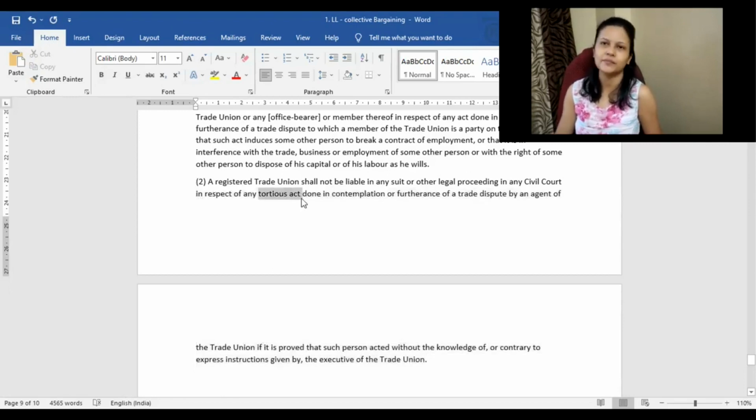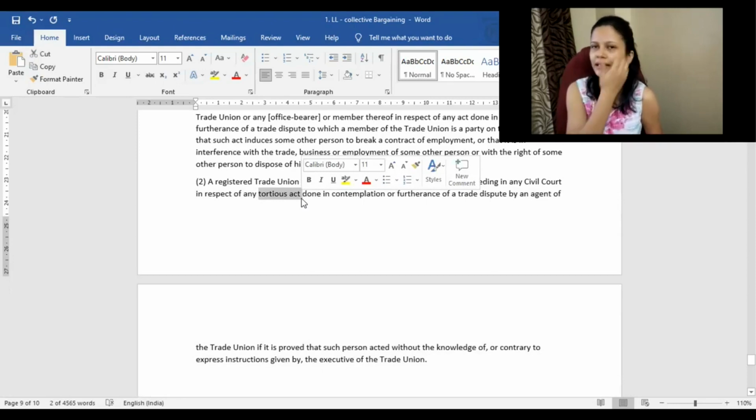We have this subject called law of torts, right? So tortious act is any sort of wrong that is coming under torts, that we are doing some wrong which is affecting private rights of an individual.